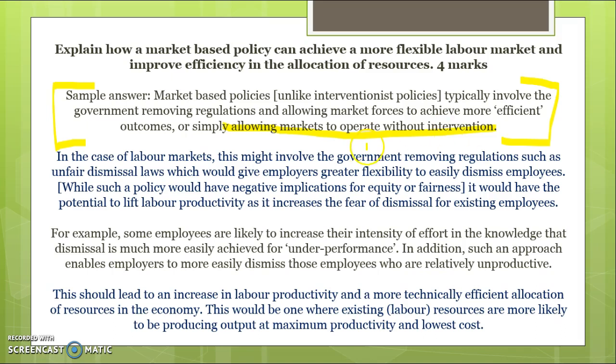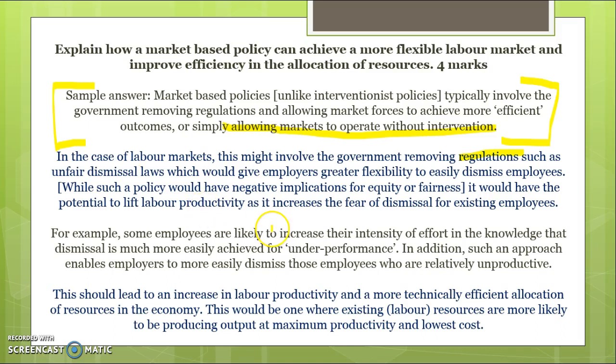In the case of labour markets, this might involve the government removing regulations such as unfair dismissal laws, which would give employers greater flexibility to easily dismiss employees. While such a policy will have negative implications for equity, it would have the potential to lift labour productivity as it increases the fear of dismissal for existing employees. So you've provided a clear example of the government removing regulations, and how it promotes flexibility because it allows firms to get rid of unproductive workers, which should eventually boost labour productivity.